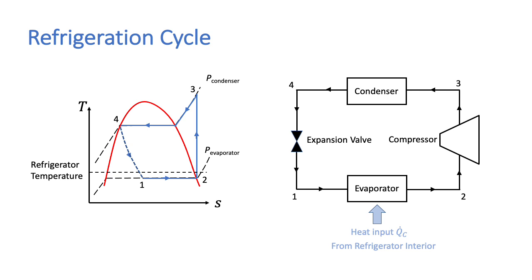The heat input from the refrigerator interior is supplied to the evaporator. The refrigerator temperature is therefore higher than the temperature of the fluid in the evaporator. In the condenser, we reject heat to the room air. The room temperature, therefore, is lower than that of the fluid in the condenser.